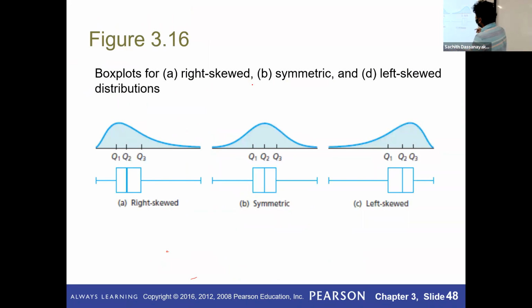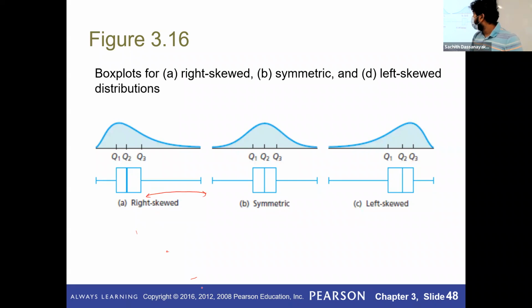This is the exact story I was talking about. If we have a symmetric box plot, which means the gaps between minimum and Q1, and maximum and Q3, are equal, and also the box is symmetric, then definitely that distribution is a symmetric distribution. As I mentioned, see this one, the length of this tail is greater than the other tail, so it's going to be a skewed one.